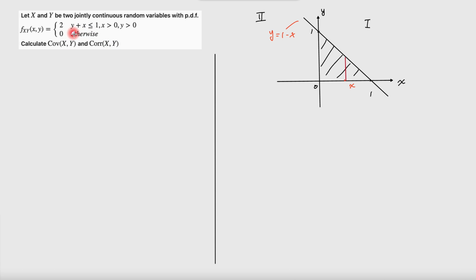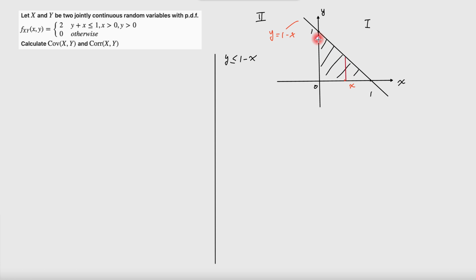First, let's figure out this region here. In this xy plane, since x plus y is less than or equal to 1, we can write this as y is less than or equal to 1 minus x. In this xy plane, this is the line y equals 1 minus x. Since y is less than or equal to 1 minus x, the region must be below this line. And since x is greater than 0 and y is greater than 0, the region must be in the first quadrant. So the region must be below this line and in the first quadrant of this xy plane.